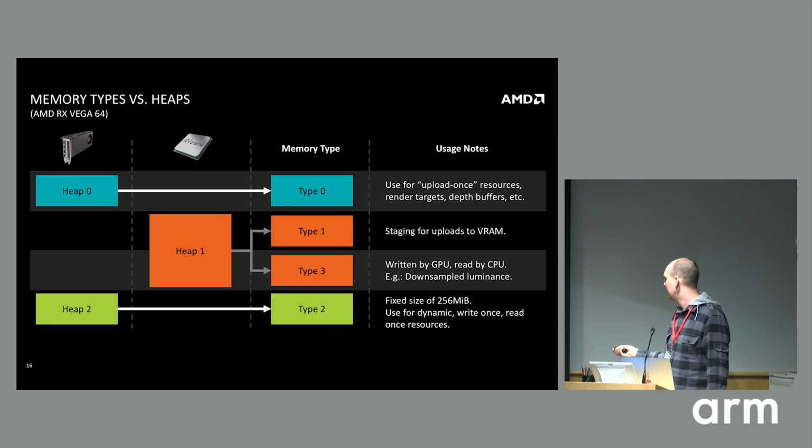And type 2 down here is designed specifically for dynamic read once resources. So stuff like if you had a particle system that was updated on the CPU and you were going to write a bunch of instance data or something like that, you might stream the results into a type 2 allocation from the CPU and then read them from the GPU.